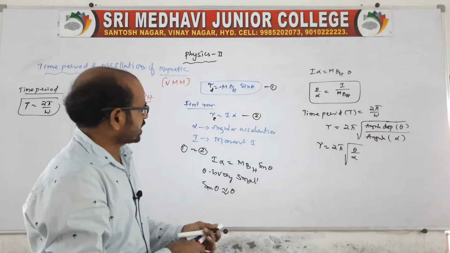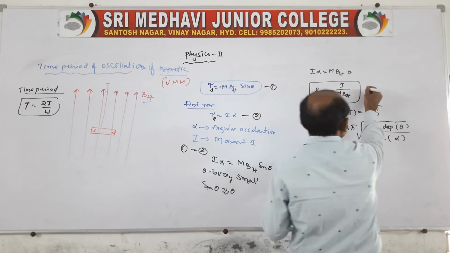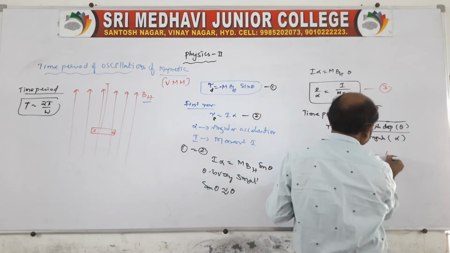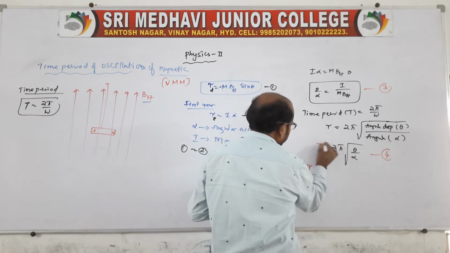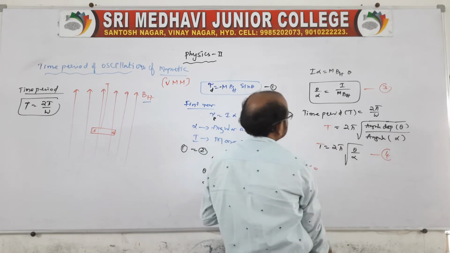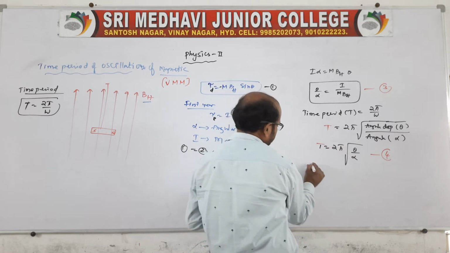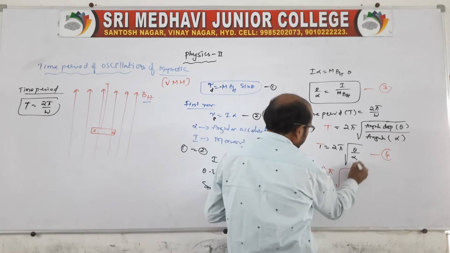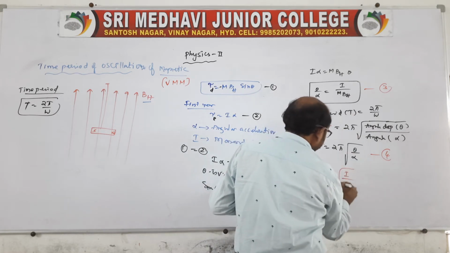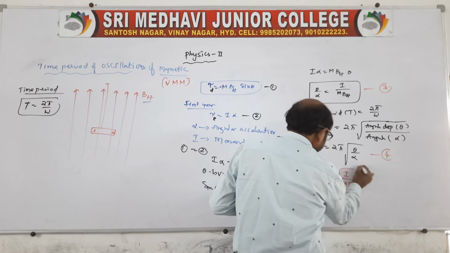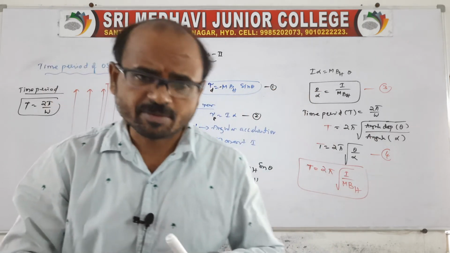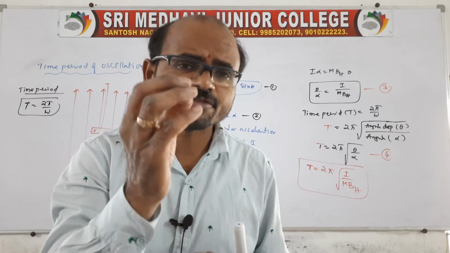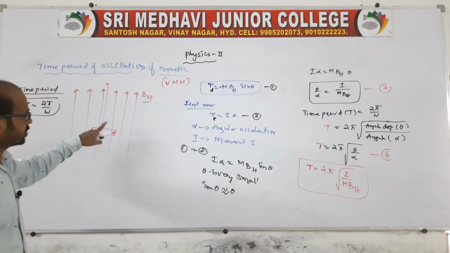So now you give a number, this 3, this you give 4. Now better substitute this. Time period is equal to 2 pi into root over theta by alpha, that is I by mBH. So this is the time period of the magnet which is suspended in the uniform magnetic field.